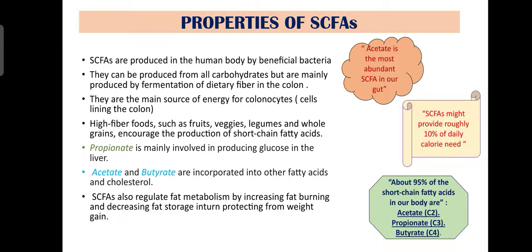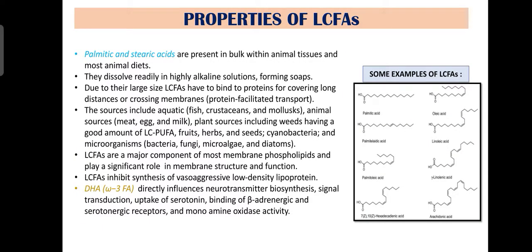About 95% of the short chain fatty acids in our body are acetate, propionate, and butyrate, with acetate being the most abundant SCFA in our gut. Propionate is mainly involved in producing glucose in the liver. Acetate and butyrate are incorporated into other fatty acids and cholesterol.